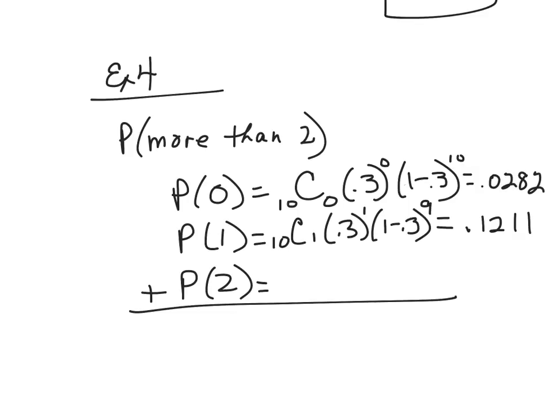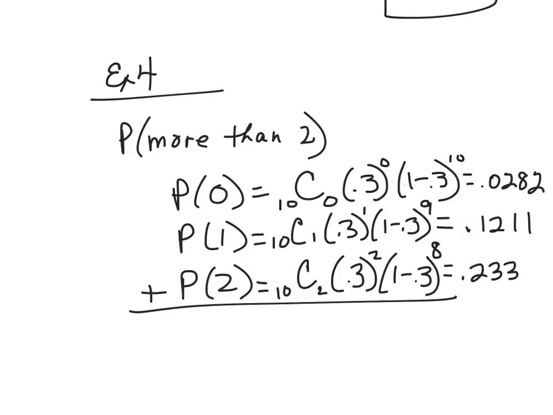So the probability of getting 2 hits would be a combination of 10 things, 2 at a time, times 0.3 to the second, times 1 minus 0.3 to the n minus x, which would be 10 minus 2, or to the 8th. And if you do some calculator work there, that turns out to be 0.2335.